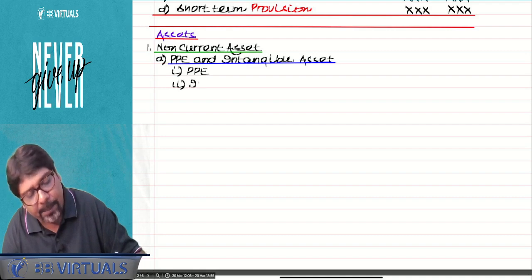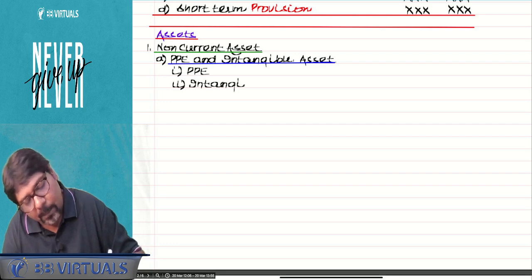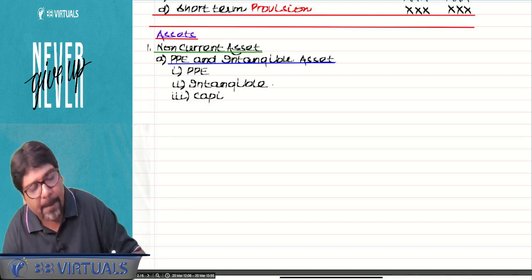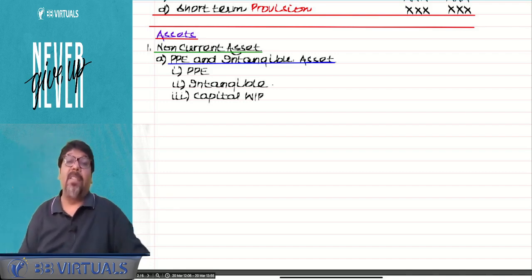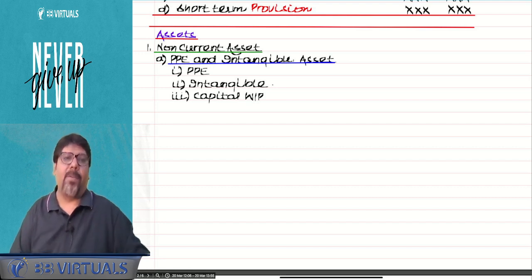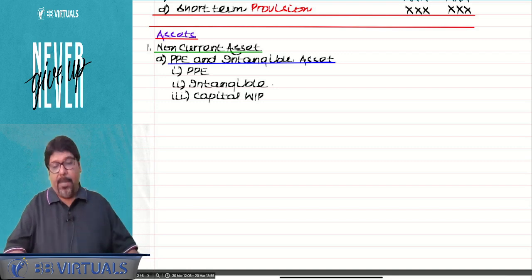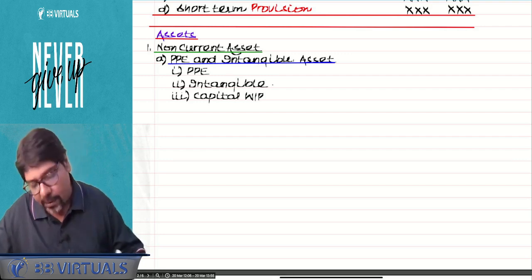Number two, intangible. Number three, capital WIP. Capital WIP means capital work in progress. Capital work in progress means building under construction. Building under construction, charted. Am I clear? Yes, sir.